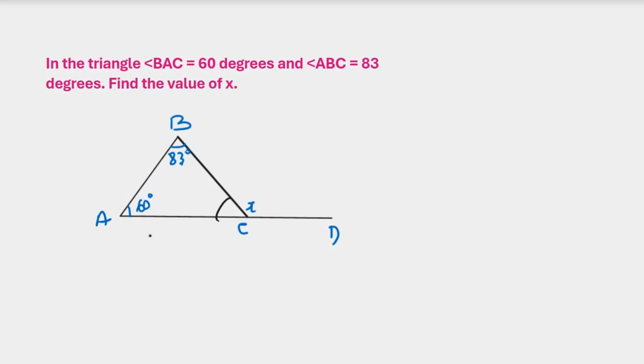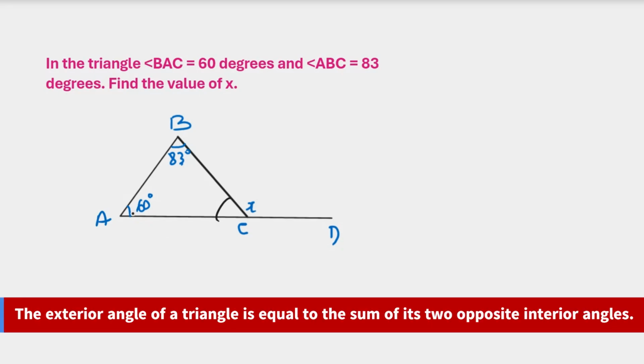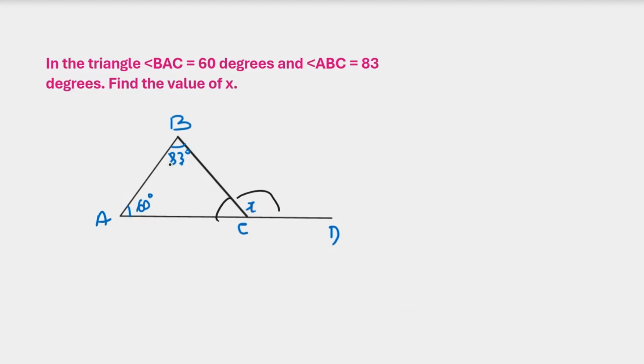Now let's come to what we are doing. The angle property that we are going to use here is the exterior angle of a triangle property. The property states that the exterior angle of a triangle is equal to the sum of its two opposite interior angles. So when you come here, for instance, angle X, this angle is the exterior angle, and these are the two opposite interior angles. So the sum of these two will be equal to X. Let's work it. It's just simple, right?